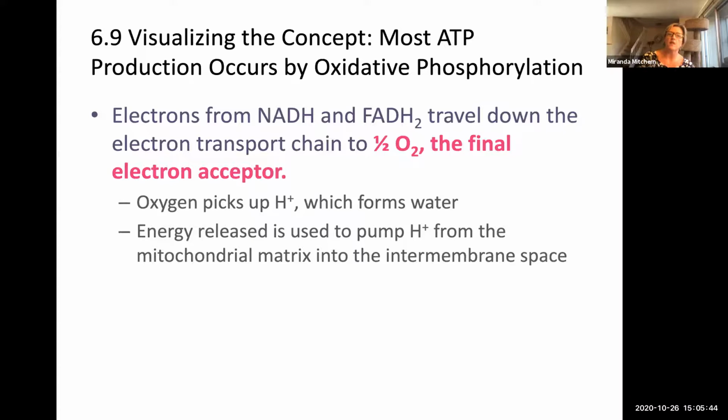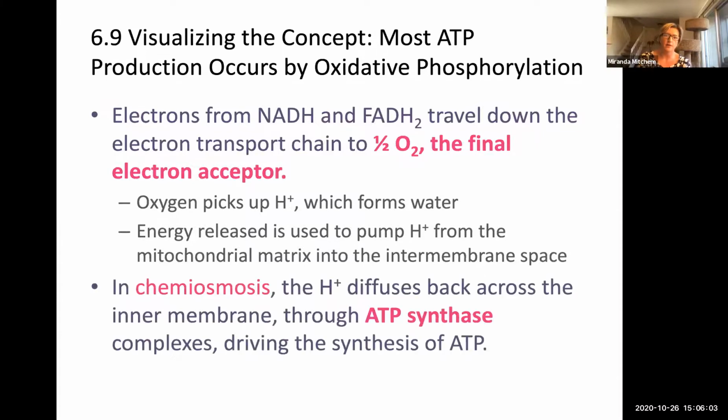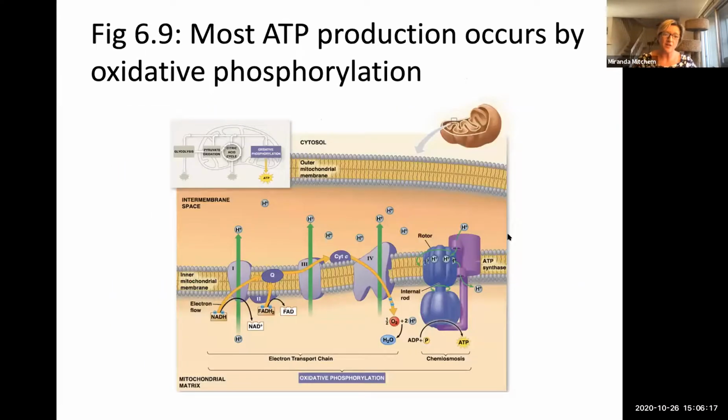We're going to see that we generate a lot of energy by pumping those H pluses into the intermembrane space. So the H pluses, the proton gradient, builds up in the intermembrane space. Let's look at why. That allows the protons to move through this molecule, ATP synthase, that synthesizes ATP.